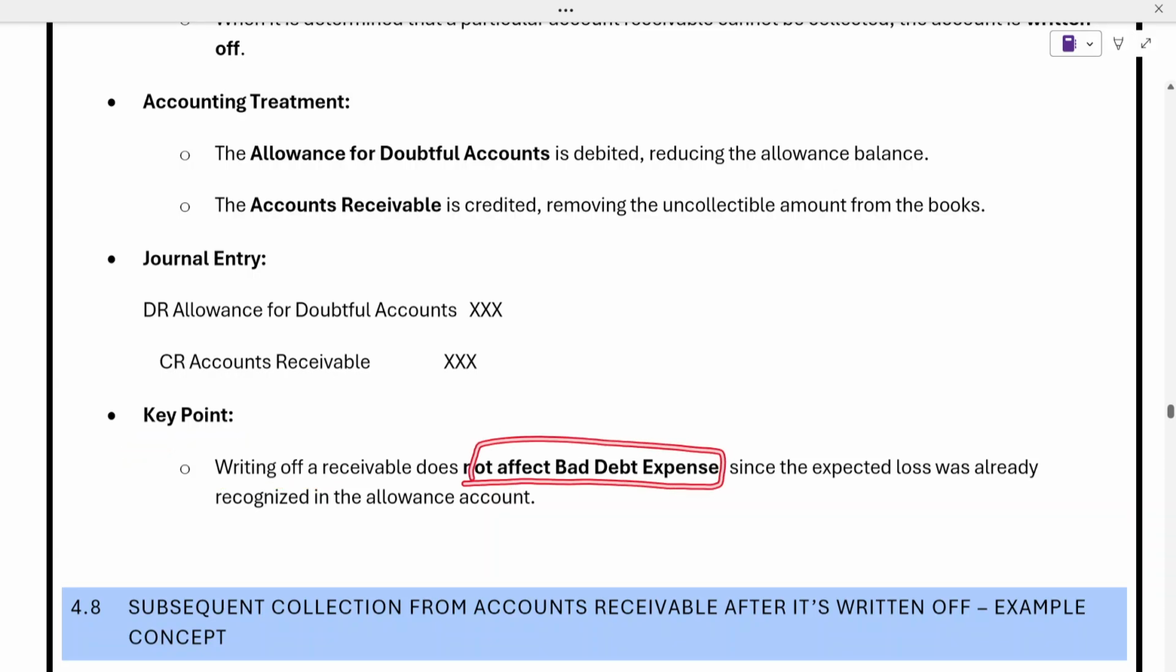And the key important point here is that writing off a receivable does not affect the bad debt expense. Why doesn't it affect the bad debt expense? Because we have already created the allowance account from the bad debt we have. So this concept which we have seen and learned in the previous sessions is due to that, because we have already created the allowance account. I hope you understand this.